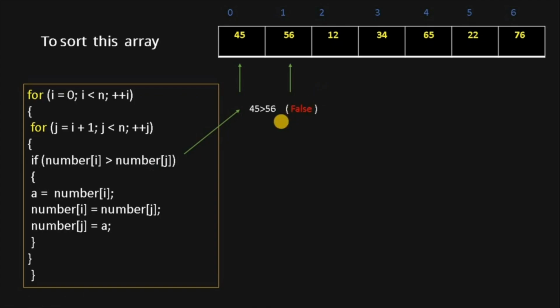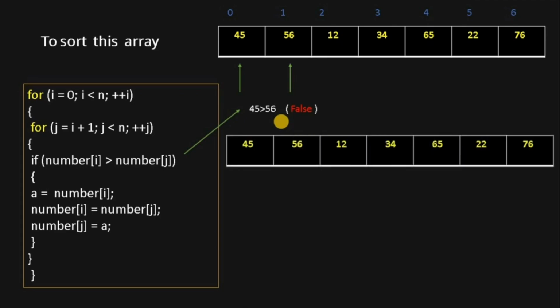The condition becomes false. So what happens? They will remain the same, so no exchange of these numbers. 45 is lesser than 56, that means 45 should be in front of 56. That is true, right?